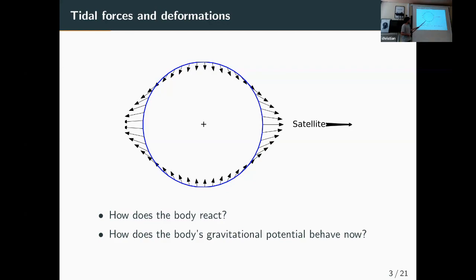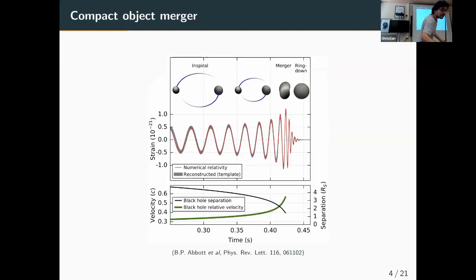So because there is a deformation of the body, there will also be a deformation to the potential that applies to the outside world. And this will matter to us because, well, this is exactly the kind of situation that happens in compact object binaries.